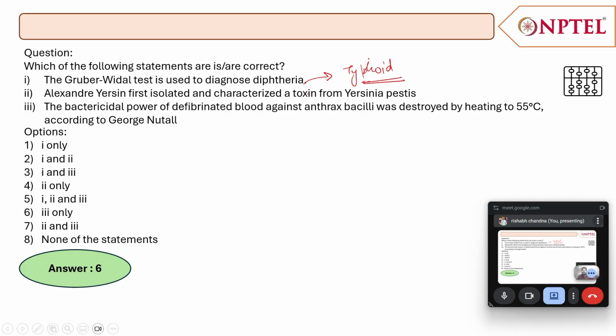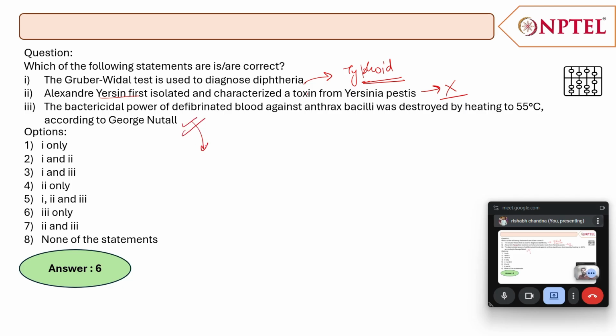Okay, Alexander Yersin first isolated and characterized a toxin from Yersinia pestis. No, this was also not correct. So, Yersin didn't isolate and characterize a toxin from Yersinia pestis. The bactericidal power of defibrinated blood against anthrax bacilli was destroyed by heating to 55 degrees Celsius, according to George Nuttall. Yes, this is correct.